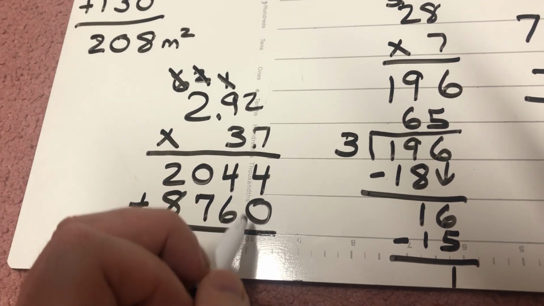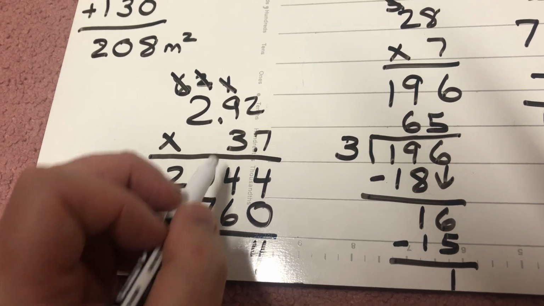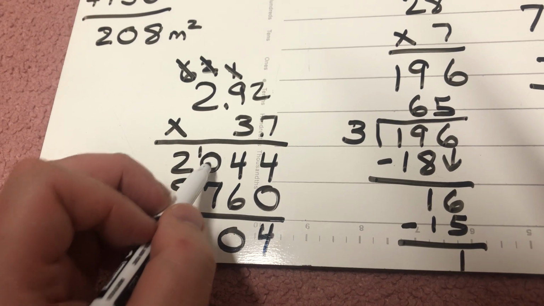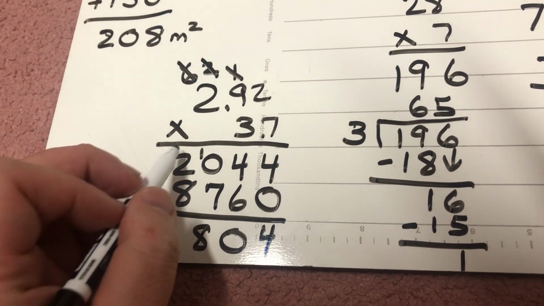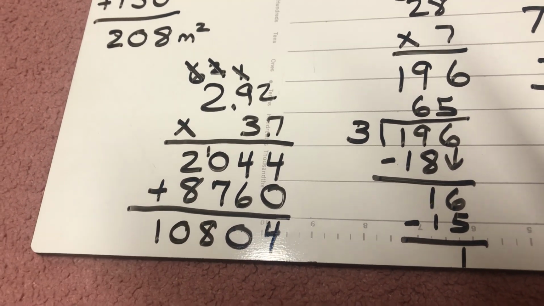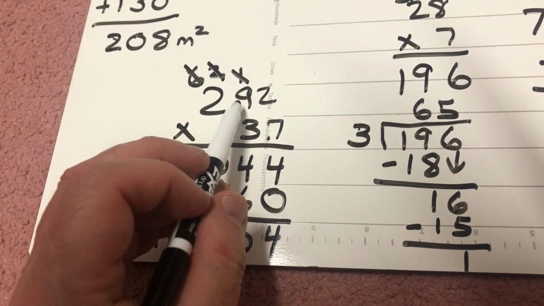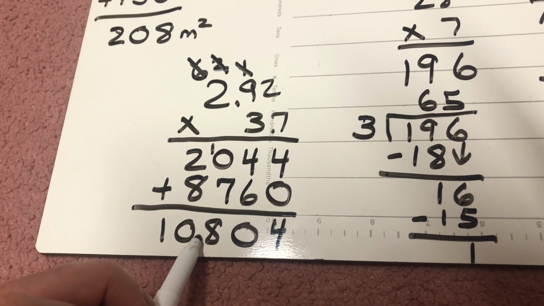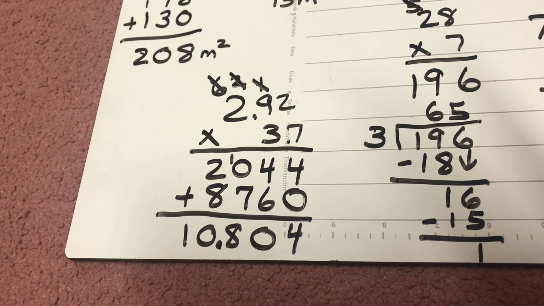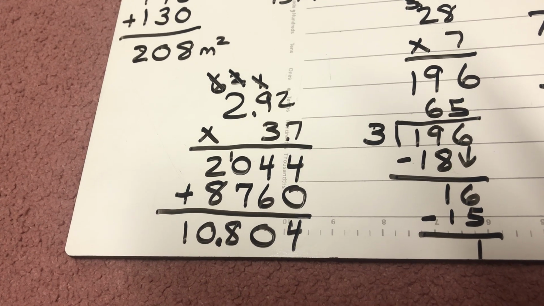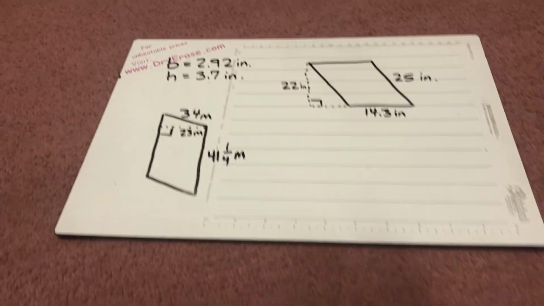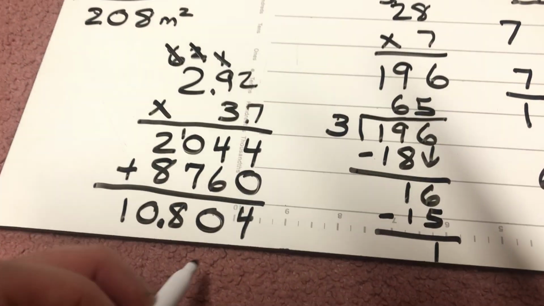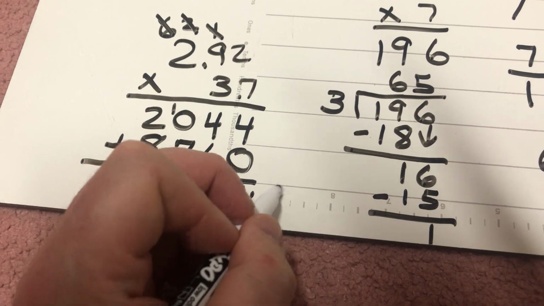Now I'm going to go ahead and add these. 4 plus 0 is 4. 4 plus 6 is 10. Put the 0 down, carry the 1. 1 plus 0 plus 7 is 8. 2 plus 8 is 10. There are 1, 2, 3 numbers that come after the decimal in the problem, so 1, 2, 3 numbers that come after the decimal in the answer. 10 and 804 thousandths. And since I was using inches in that problem, this is going to be inches squared.